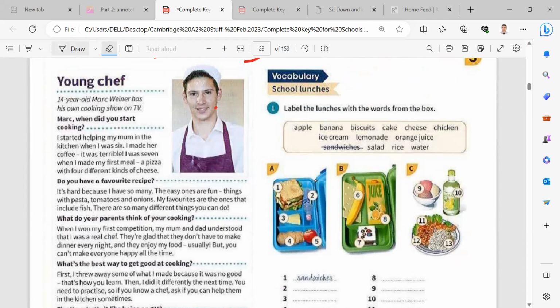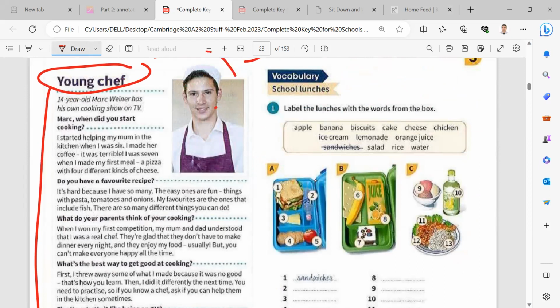Young chef. This is the title. Here the passage. Here the picture. After reading the key ideas or the first sentence in each paragraph, you should be familiar with the content of the passage.